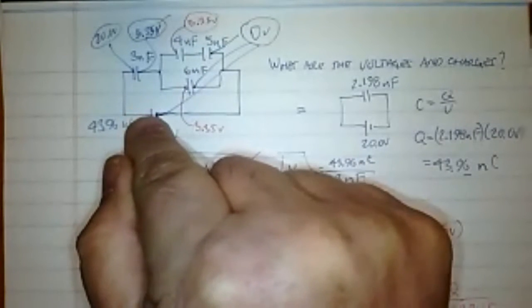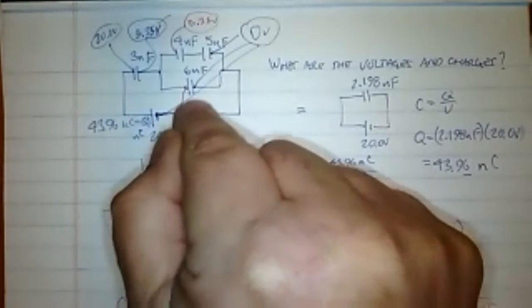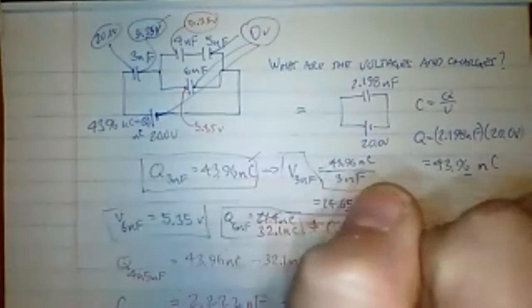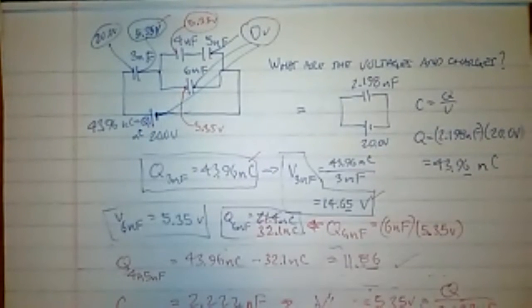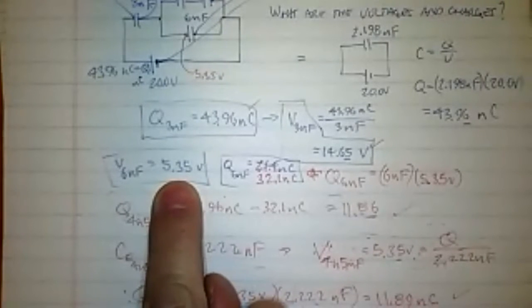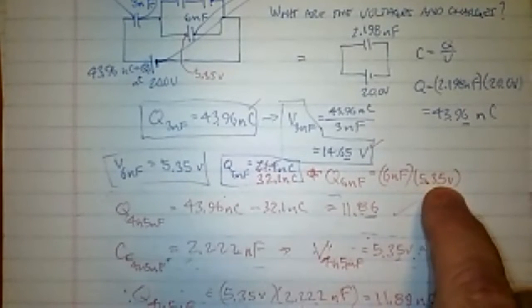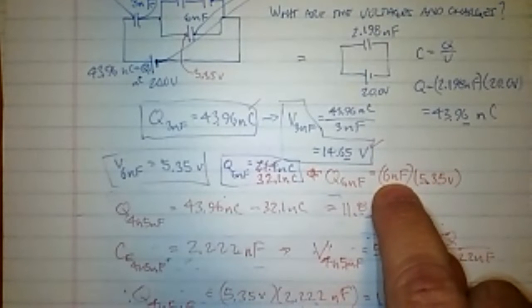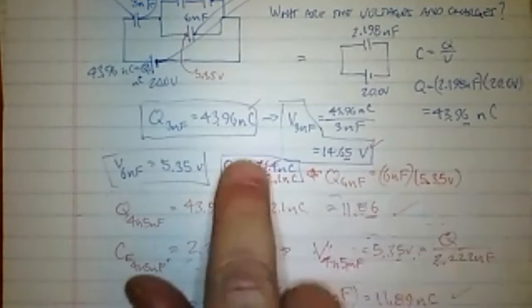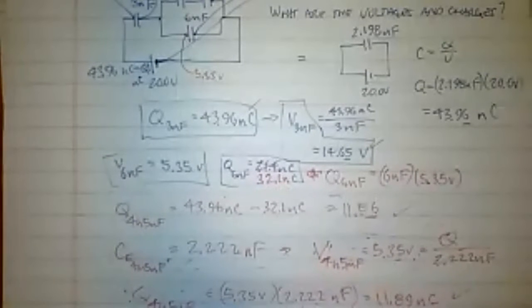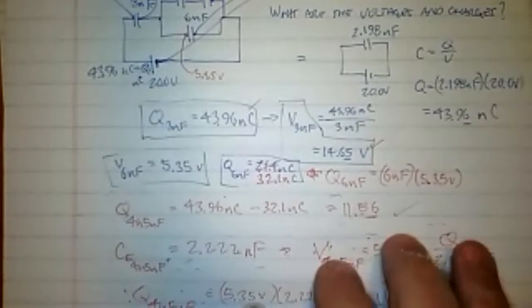And since the ground side of the battery would be 0, then that means this part's 0. So that means a whole 5.35 volts is across the 6 nanofarad capacitor. Now I can use that 5.35 volts to find out the charge on the 6 nanofarad capacitor. And charge, of course, is given by capacitance times voltage. So I took the 6 nanofarad capacitance and multiplied that by 5.35 volts and got 32.1 nanocoulombs. For some reason I made a mistake earlier, but now you see why I got the 32.1 nanocoulombs.